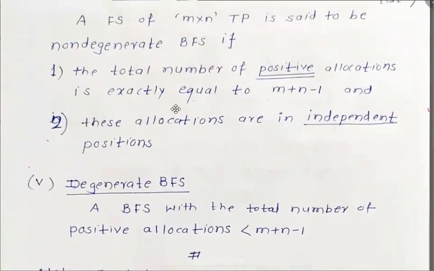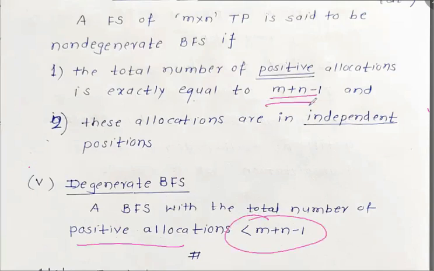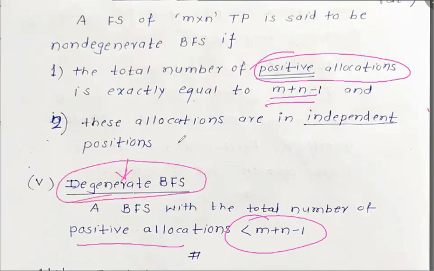Now before that, one more definition: degenerate BFS. If the total number of positive allocations is less than m plus n minus 1, here we want exactly m plus n minus 1, if the total number of positive allocations is less than m plus n minus 1, it is called a degenerate basic feasible solution.